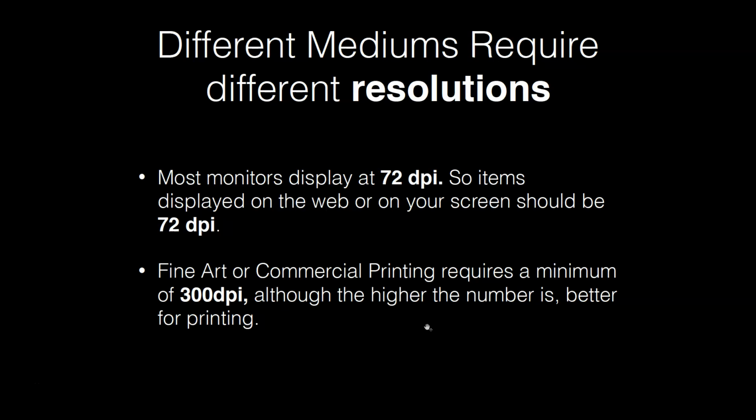But different mediums require different resolutions. So the only 2 resolutions you should really be concerned with are either 72 DPI or 300 DPI. 72 is great if you're displaying something on the web or your screen, and 300 is for print. Now I am going to be viewing your images on my computer, but I want it to be 300 DPI because I want you to get used to the idea that eventually your images are going to be printed.